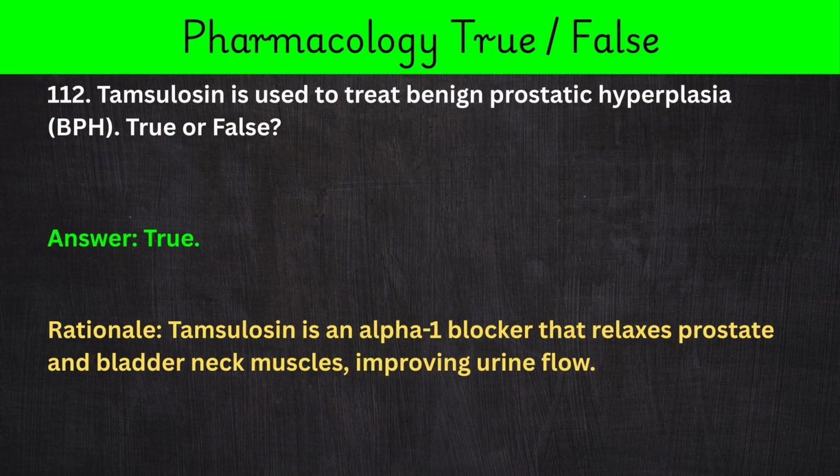112. Tamsulosin is used to treat benign prostatic hyperplasia, BPH. True or false? Answer: true. Rationale: tamsulosin is an alpha-1 blocker that relaxes prostate and bladder neck muscles, improving urine flow.